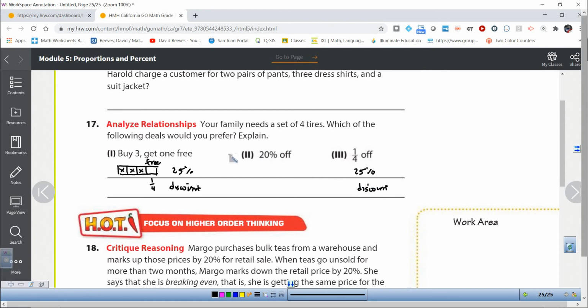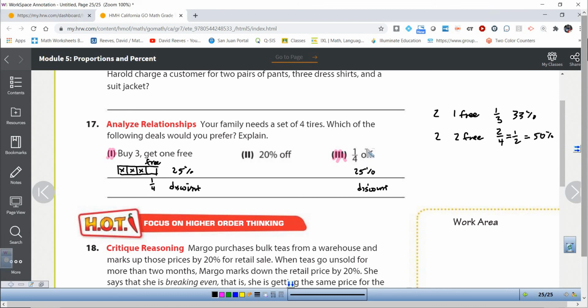So if we change all of these to percents, or the ones that aren't percents, we can see what we are saving, right? So which deals would you prefer? I would prefer this one and this one because those are both 25%, which is better than 20%, right? So if you buy 2 and get 1 free, what would that be? Well, now it's 1 out of 3, so that would be 33%, right? What about if you buy 2 and get 2 free? Right? Well, now that's 2 out of 4, which is what? 1 out of 2, which is 50%.